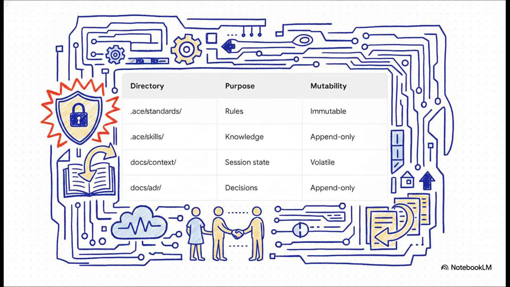Let's walk through this directory blueprint because it's pretty clever. The .ace/standards directory holds your immutable constraints. These are the coding and security rules that the AI absolutely cannot negotiate with. Then you have the .ace/skills directory. This holds procedural task knowledge, so instead of just guessing how to write a database migration, the AI loads up a precise step-by-step checklist. Next is the docs context directory, which holds your volatile, active session state, making sure handoffs between different agents are totally seamless.